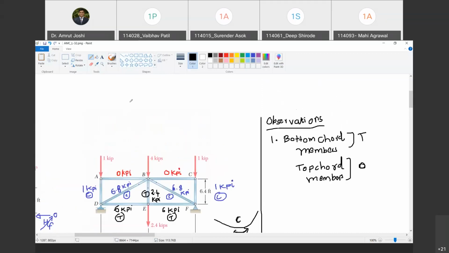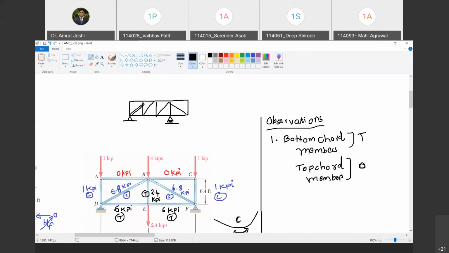Let me cross verify if you have understood this point or not. Imagine that you have a truss structure like this, and it is supported by a hinge support here and a roller support here. Happy? ऐसे वाला structure है.